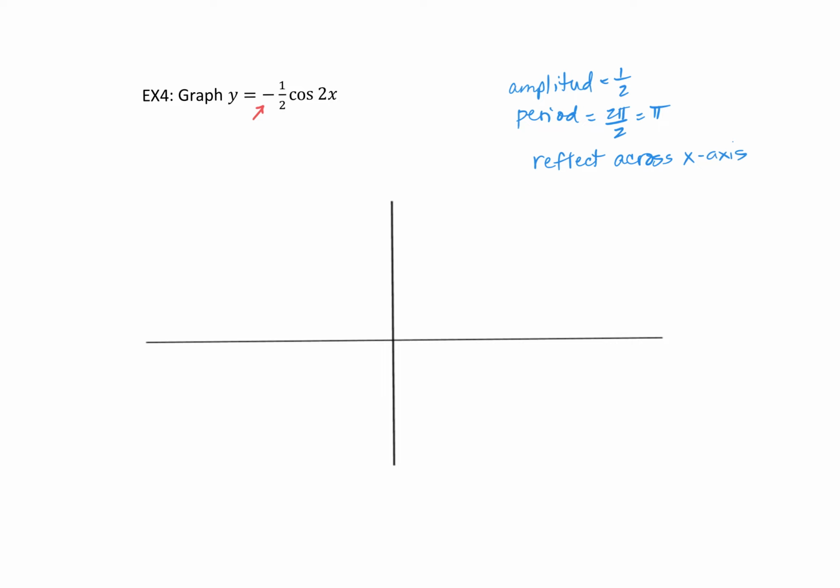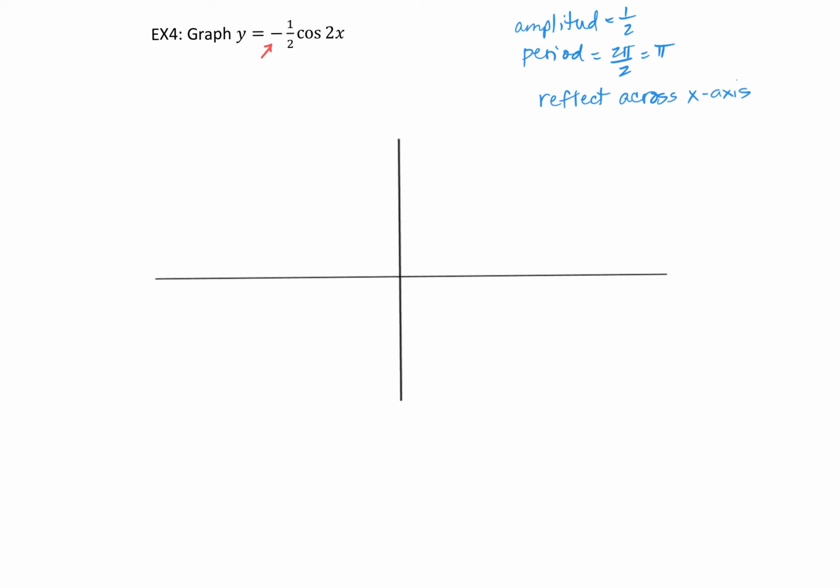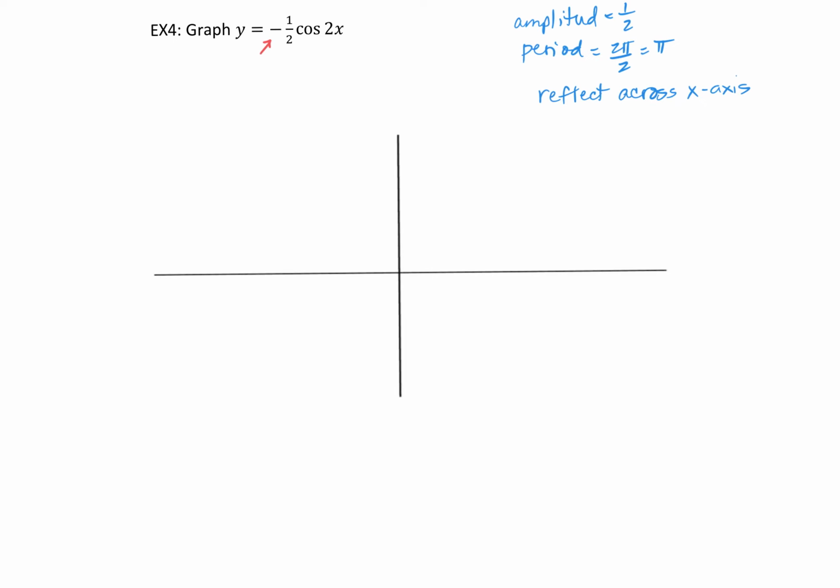So let's do our period and amplitude first, and I'll do a light sketch of that, and maybe I'll change color for my final graph. As we normally do, we label the axis. The amplitude is now half. So I'm going to just do a positive half and a negative half. Period is pi. 1, 2, 3, 4, pi. 1, 2, 3, 4, negative pi.